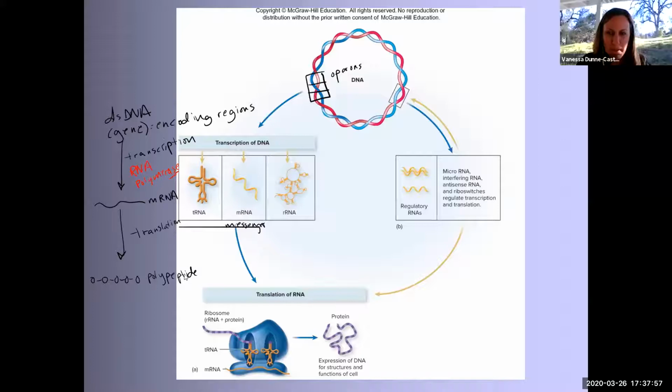Okay, we'll go back over. Here we are. Okay, so we are at this polypeptide. There we go.